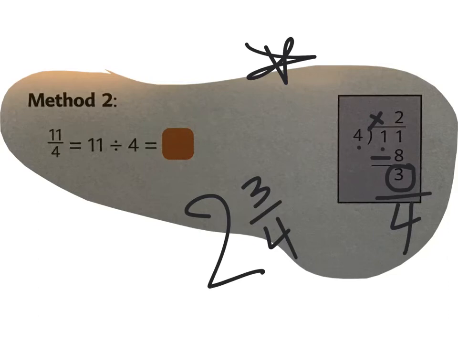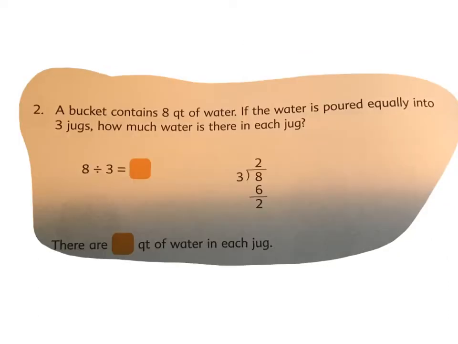All right, for this example, a bucket contains 8 quarts of water. If the water is poured equally into 3 jugs, how much water is in each jug? Well, we know that we need to do 8 divided by 3.